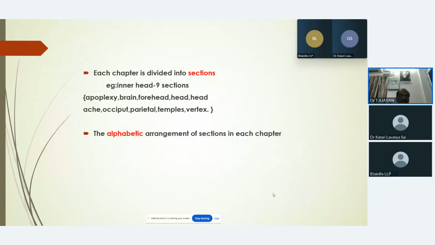Therefore, it is easy to work out region-wise: brain, forehead, head, headache, occiput, parietal, temple, vertex, like this. They are maintained in alphabetical order. With the alphabetical arrangement of the sections of each chapter, it is easy to work out the anatomical area.